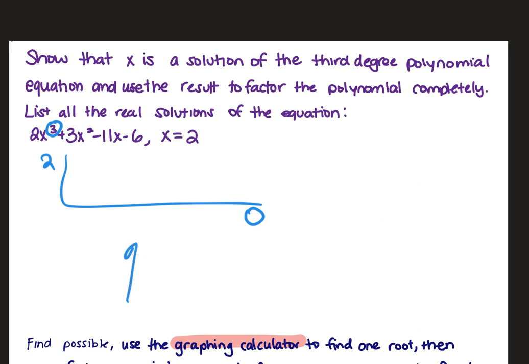So from what you get to here, you're going to factor. And then when you list your answers, you're going to make sure you include 2 because that was given to you, plus the other ones you find.